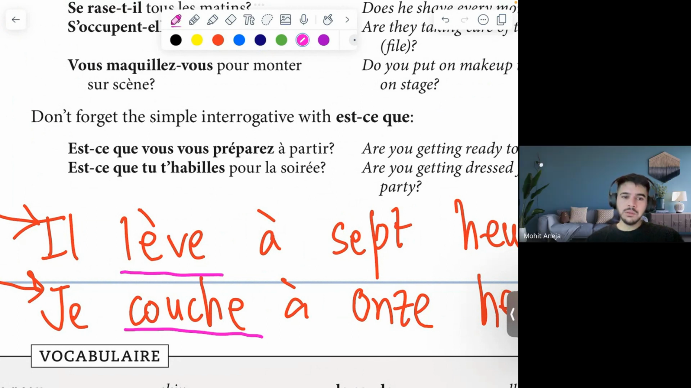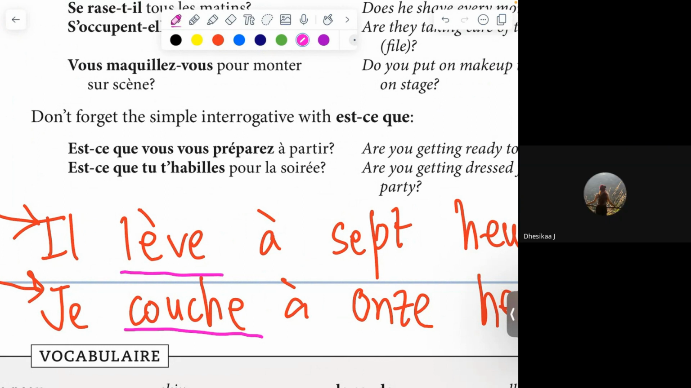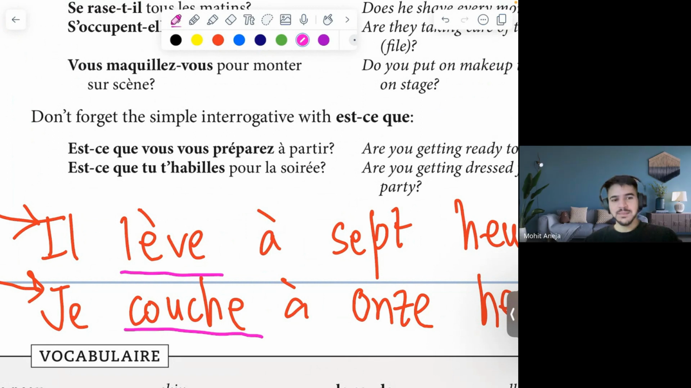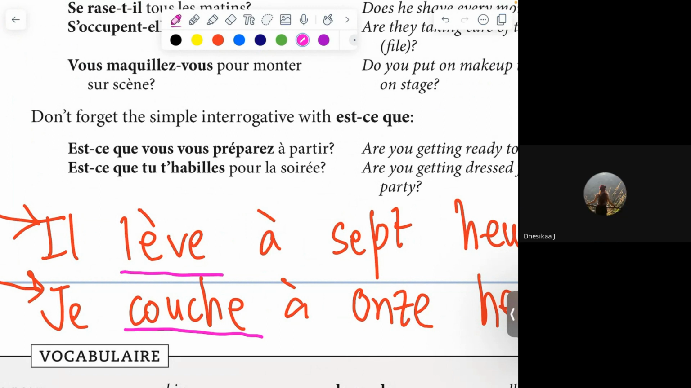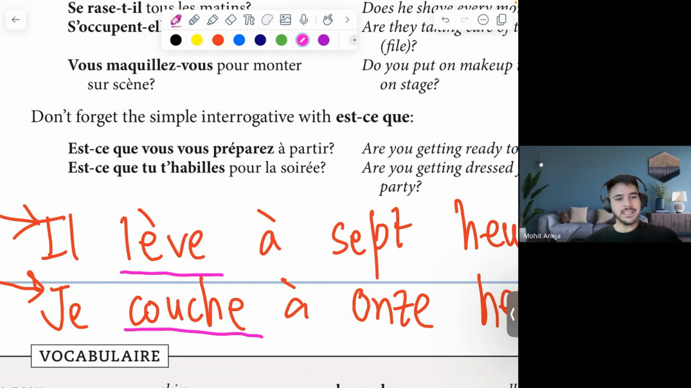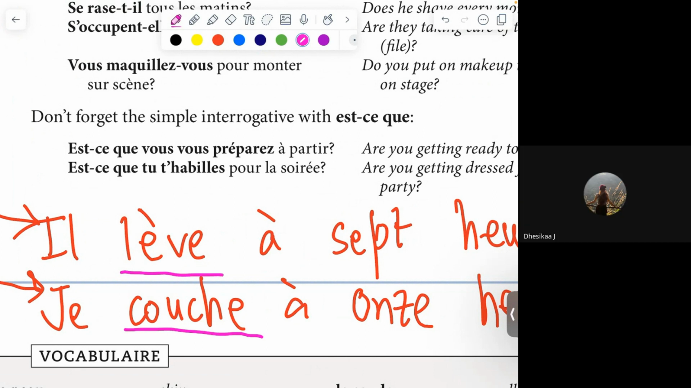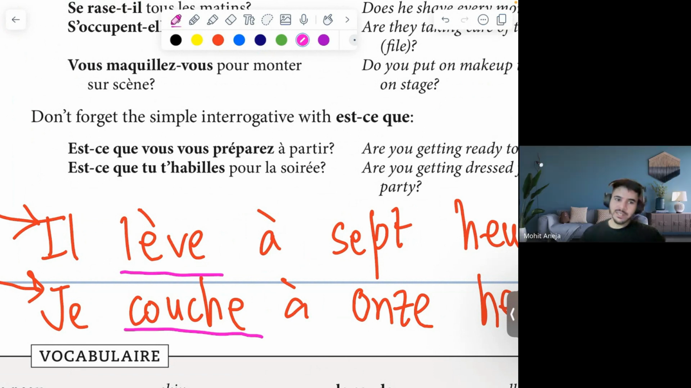Why is it a normal verb? You will have to tell me. Just make mistakes, that's okay. Just tell me, why is this not a pronominal verb? Because we didn't use se. Exactly. We didn't use se here.